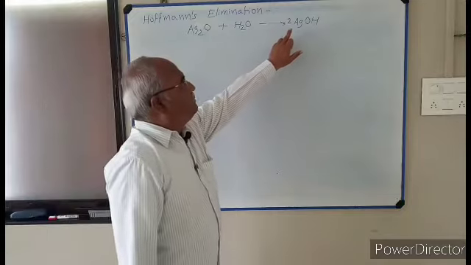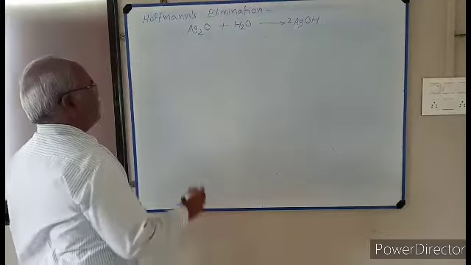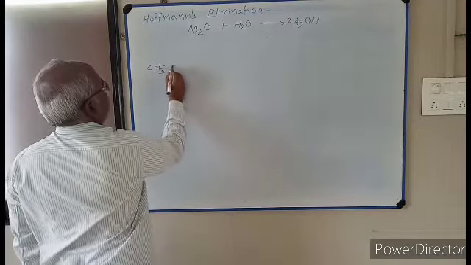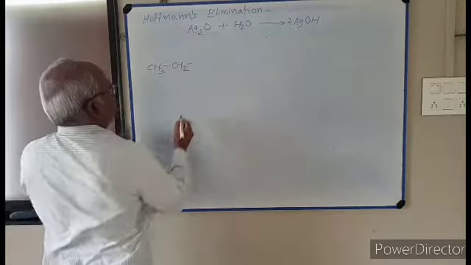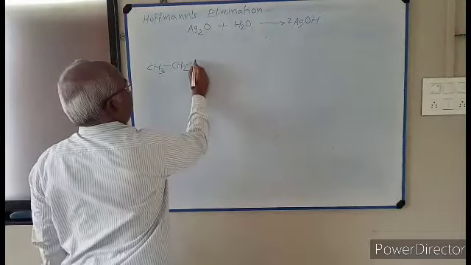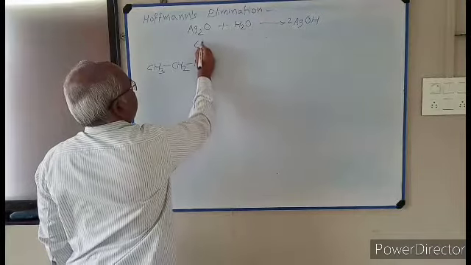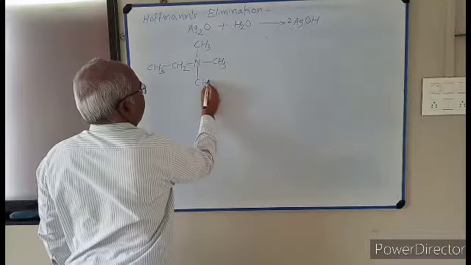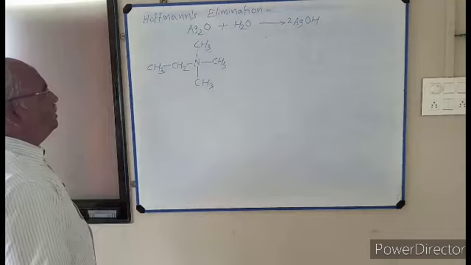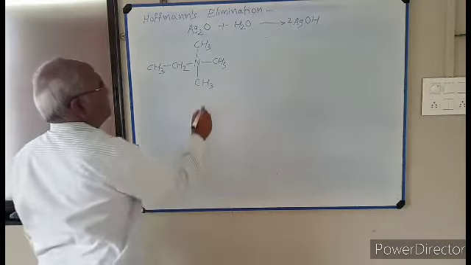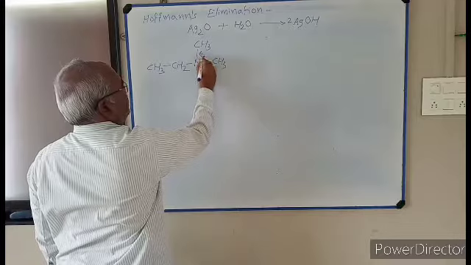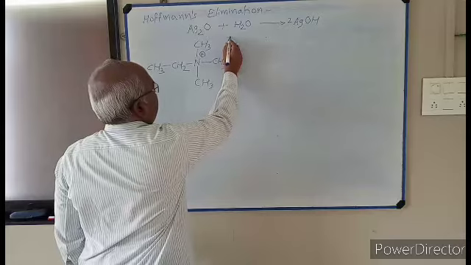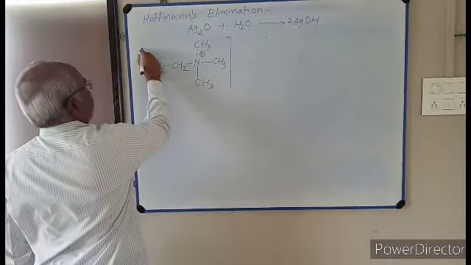It gives silver hydroxide. I am going to take the example of CH3-CH2, this is the ethyl group. Here is nitrogen, with a methyl group and a methyl group. Nitrogen here is tetravalent, therefore there is a positive charge on this nitrogen. I enclose this in square brackets.